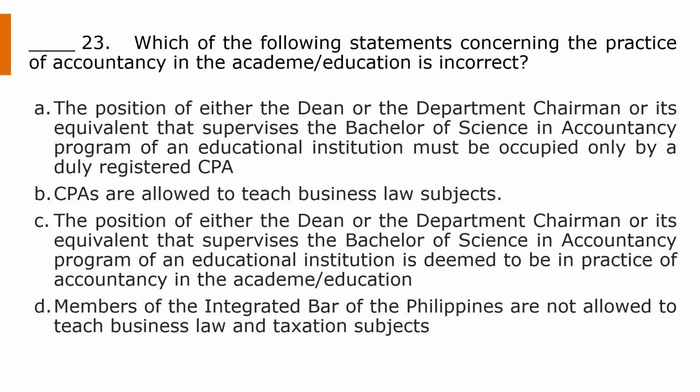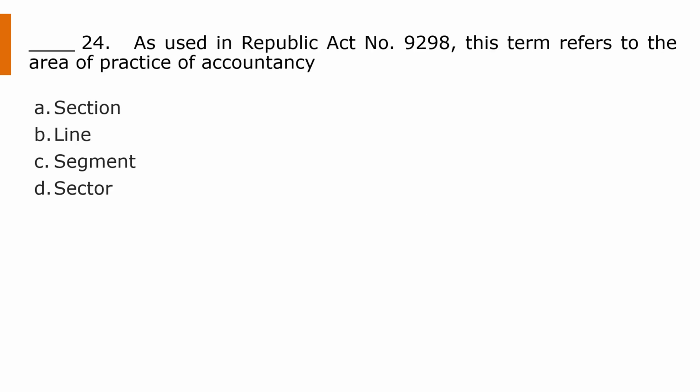Letter D, members of the Integrated Bar of the Philippines are not allowed to teach business law and taxation subjects. Letter D is the incorrect statement. So there are two very interesting things we get to see from here. CPAs are allowed to teach business law, and lawyers are allowed to teach taxation and law. So CPAs, even if they are not lawyers, may teach business law. Lawyers, even if they are not CPAs, may teach business law and they may also teach taxation. So that makes Delta the incorrect statement because Delta says they are not allowed. They are allowed.